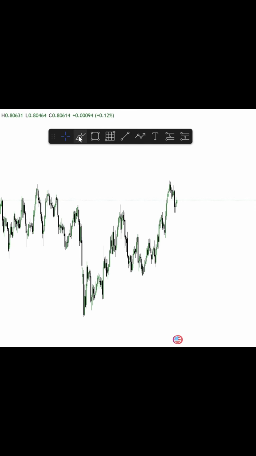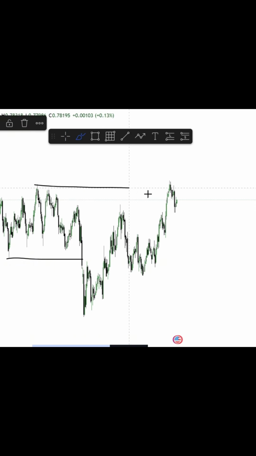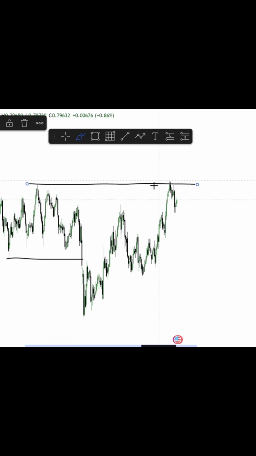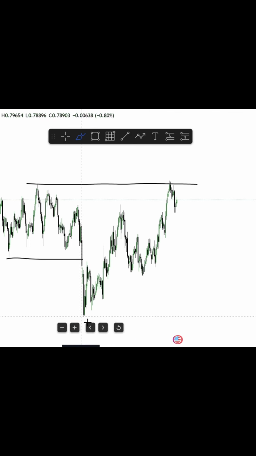Moving on to USD Swiss on the daily time frame, we can see we've had that break of structure towards the downside. This is the current swing high, which I'll try and draw better, because this high has not closed above this high and therefore it's not a valid break of structure. And this is my swing low.